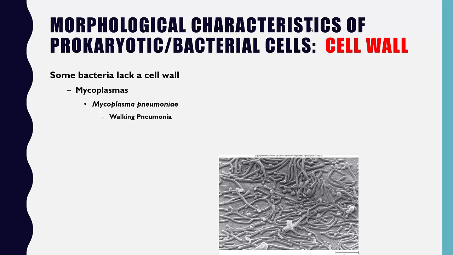What kind of bacteria are we talking about here? Well, there's a whole group of these organisms called mycoplasmas, and they can cause anything from urinary tract infections to heart attacks. But probably the most common mycoplasma is Mycoplasma pneumoniae. This one causes walking pneumonia. Yeah, walking pneumonia.